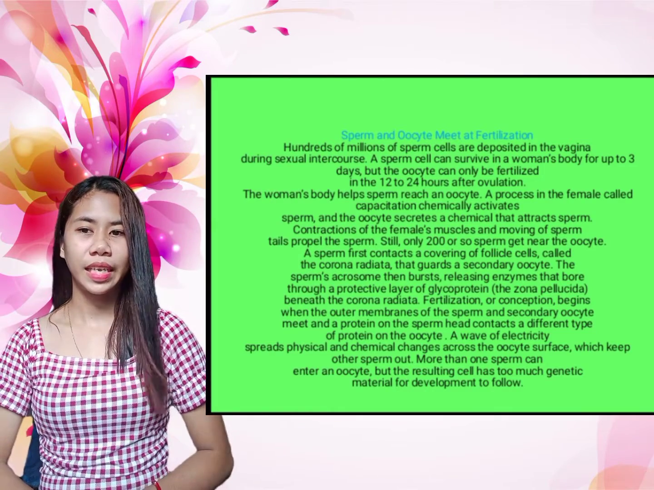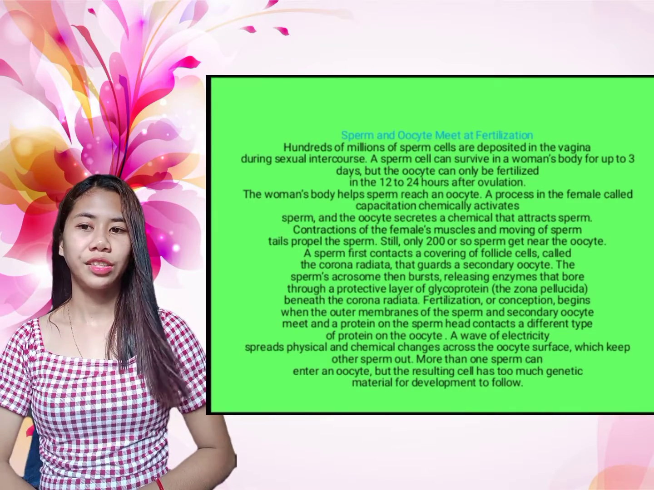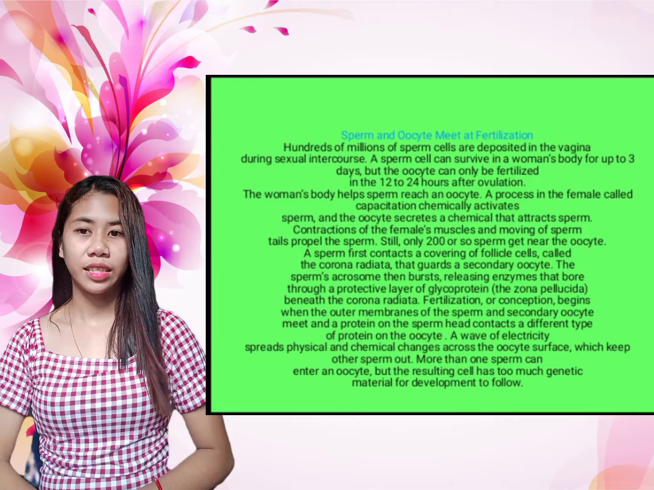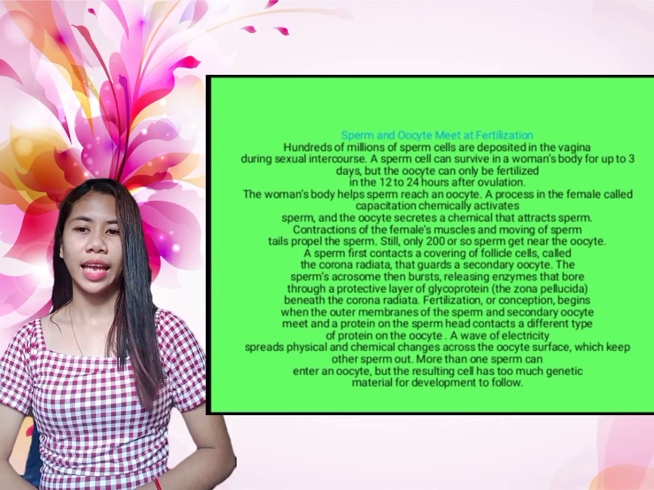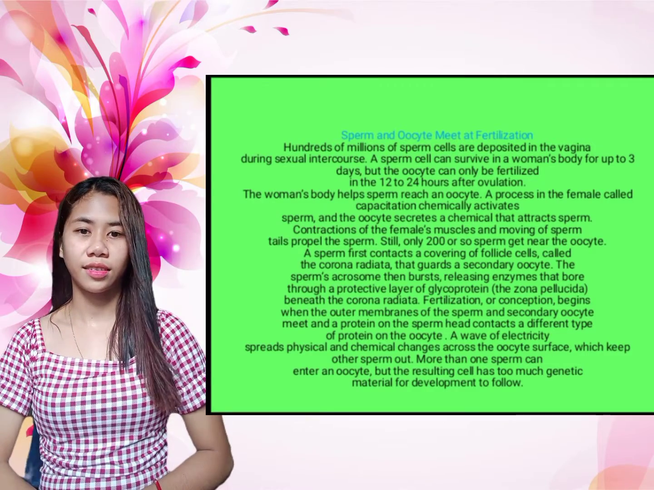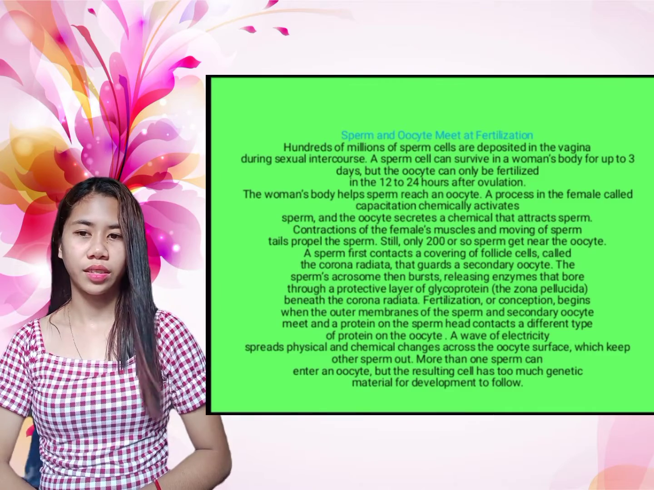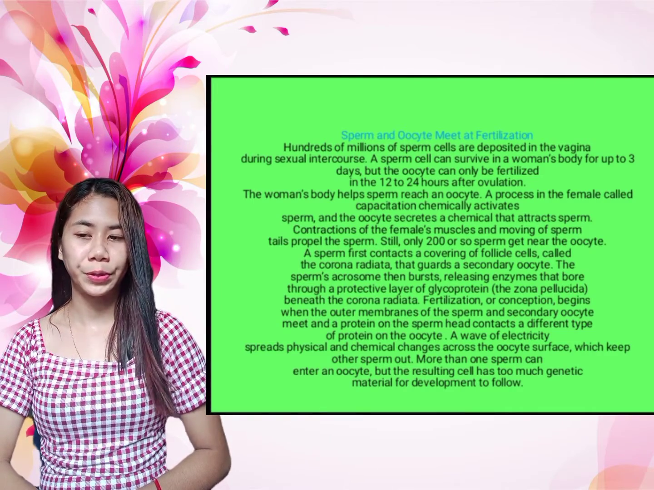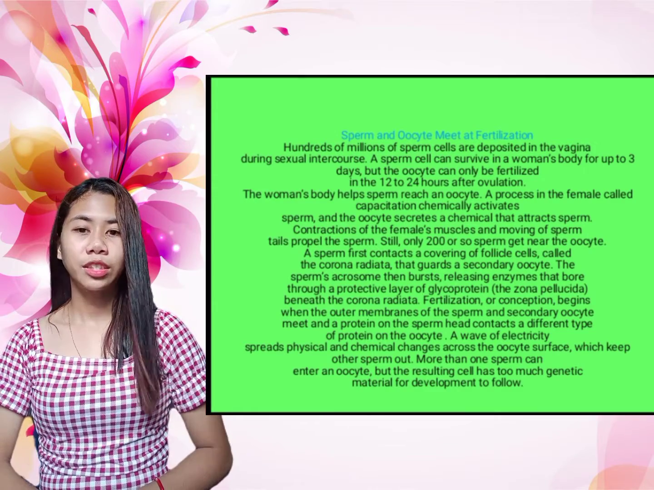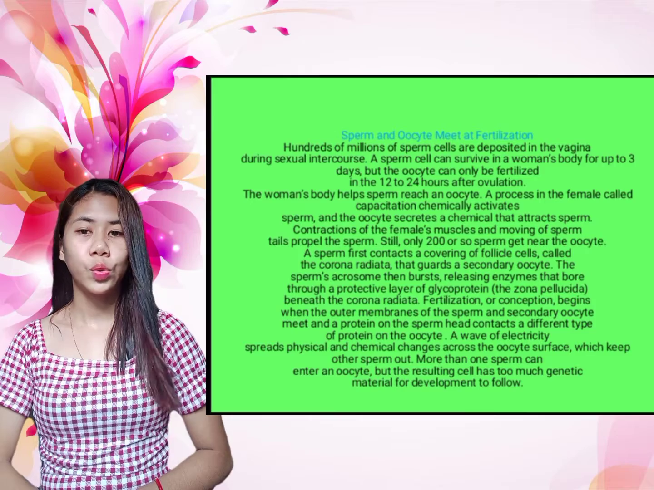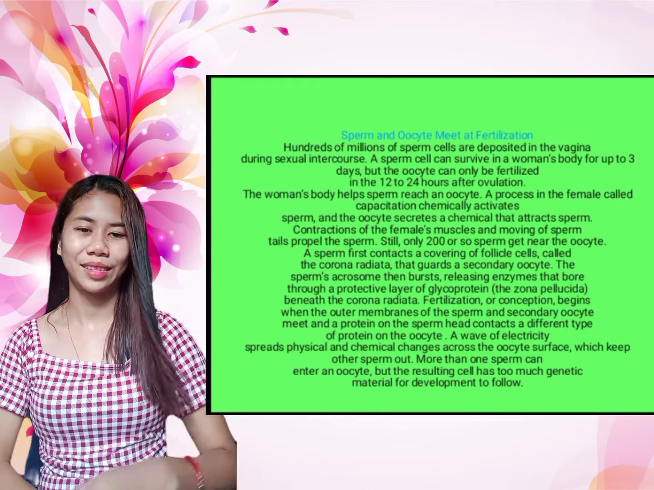The woman's body helps sperm reach an oocyte. A process in the female called capacitation chemically activates sperm, and the oocyte secretes a chemical that attracts sperm. Contractions of the female's muscles and moving of sperm tails propel the sperm. Still, only 200 or so sperm get near the oocyte.